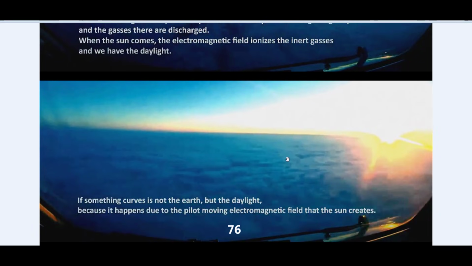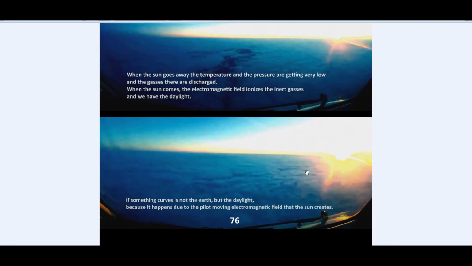If something curves, is not the Earth, but the daylight. The electromagnetic field curves because it happens due to the pilot moving electromagnetic field that the sun creates. Of course, the sun is created as a focused electromagnetic energy from the black sun below, which comes through Hyperborea, just like the moon. And because of that electromagnetic energy, which gets reflected back from the sky, it interacts with the noble gases, and we have daylight. Very simple to understand.